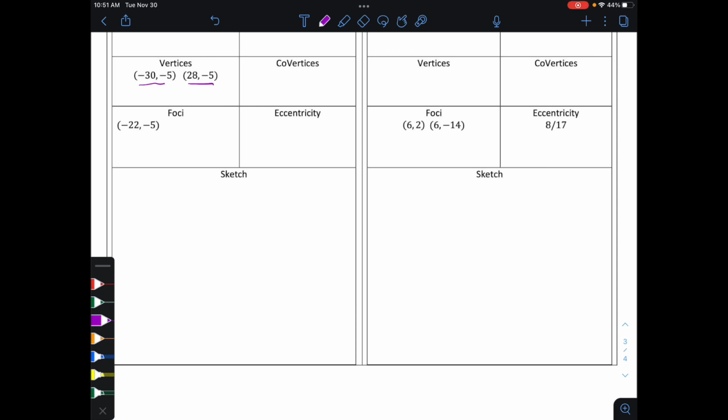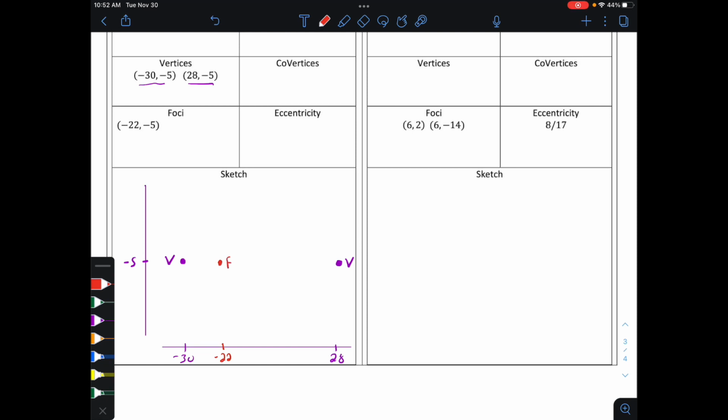One thing I know about my vertices is they both have the same y value. So I have a y value of -5. And then we have an x value at -30. So here's one vertex. And then we have one at 28. Here's another vertex. And then we have a focus that is at -22 with a y value of -5. Obviously, this isn't going to be drawn to scale.